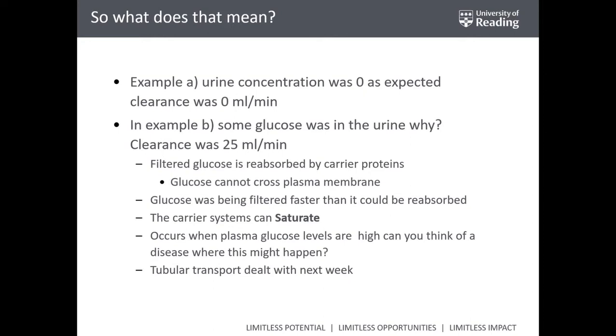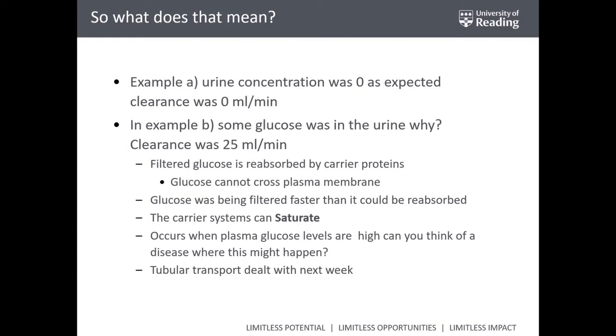So we're going to talk about the tubular transport in great detail next week. So for now, just be happy with knowing that glucose and other substances are reabsorbed in the tubules. And that, of course, these reabsorption systems are saturable. It's not going on indefinitely, so to speak.